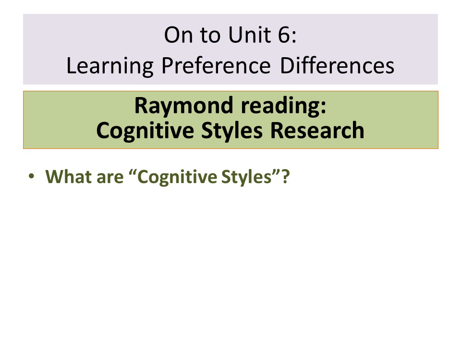Unit 6, so learning preference differences. The first reading by Raymond was about cognitive styles research. What are cognitive styles? What do we mean by that?